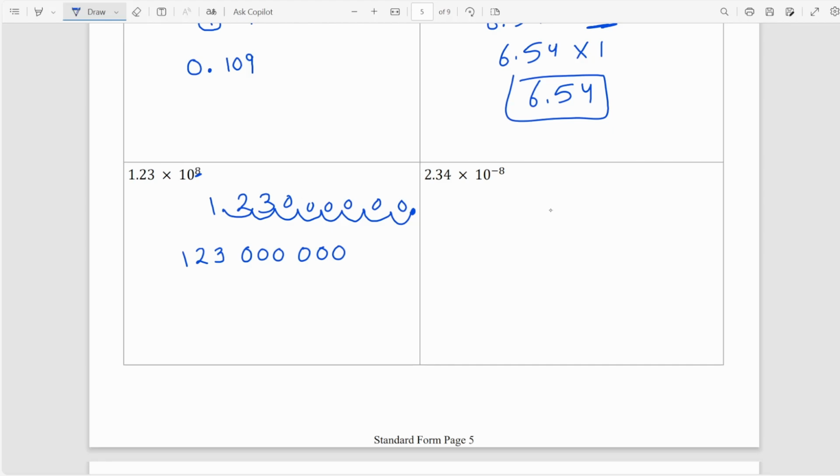All right, finally we have 2.34 to the power of negative 8. So I will move to the left by 8. So 1, 2, 3, 4, 5, 6, 7, and 8. So 0, 0, 0, 0, 0, 0, and 0. So we have 7 zeros. So 0.0000000 then 234. This is the final answer.